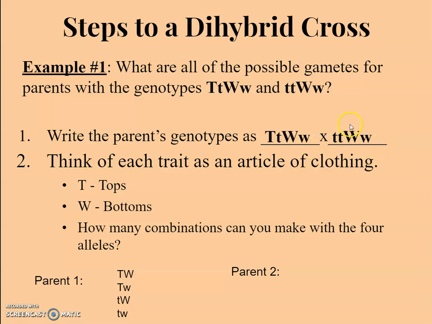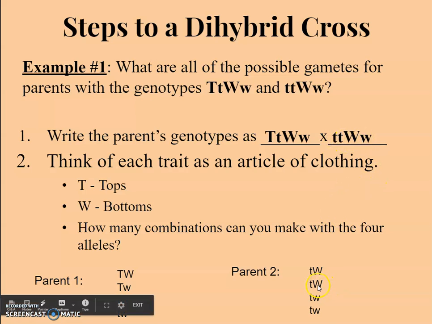Now, looking at how many outfits we can create with this set of genotype. Now I know I can create a small t top with a big W bottom. I can create another small t top with a big W bottom, a small t top with a little w, and then a small t top with a little w again. Now if you notice, you ended up repeating here and here.